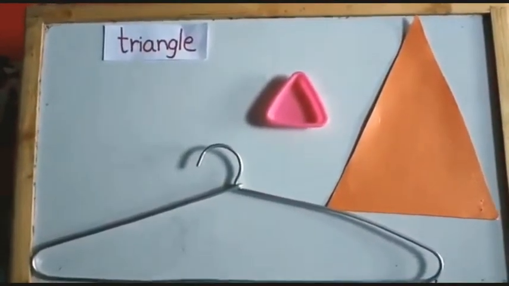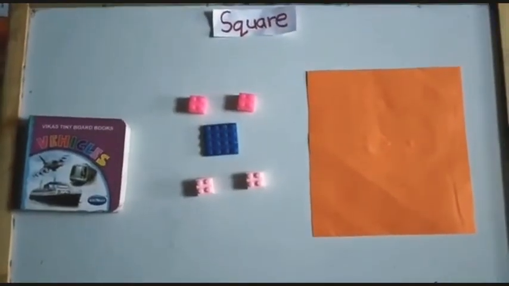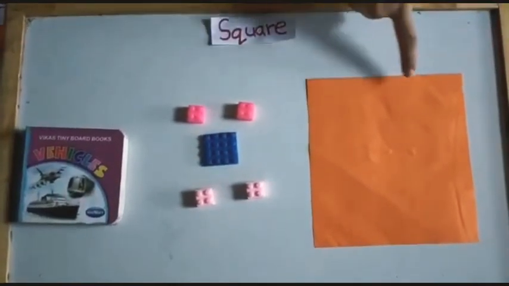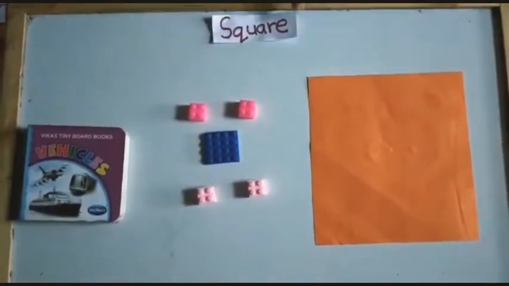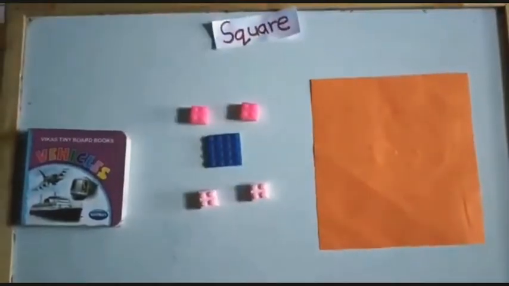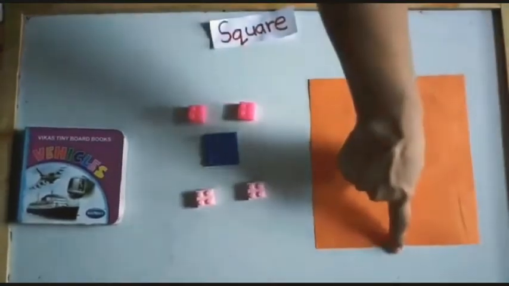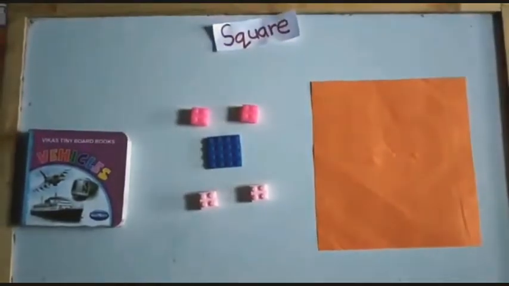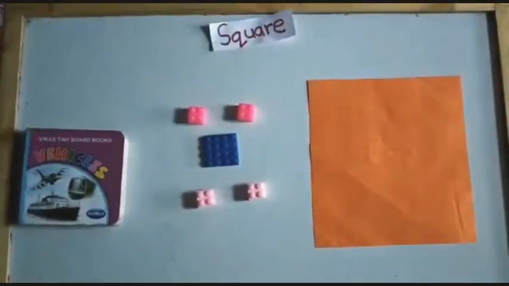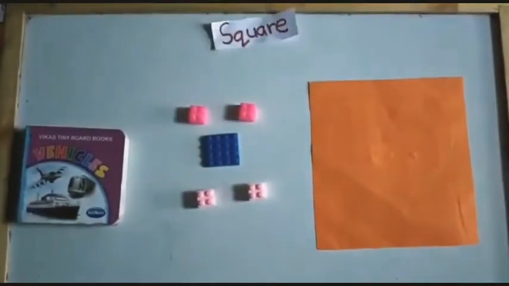We'll see the next shape. So children, can you see this? It's a square shape. Which shape? Square shape. A square has 4 corners. 1, 2, 3 and 4. And it is made up of 4 lines. 1, 2, 3 and 4. Yes children, all the sides of the square are the same. The lines of this square are equal.